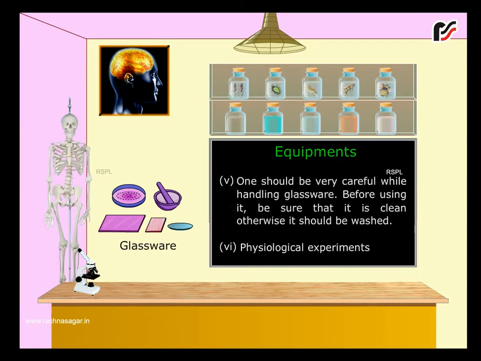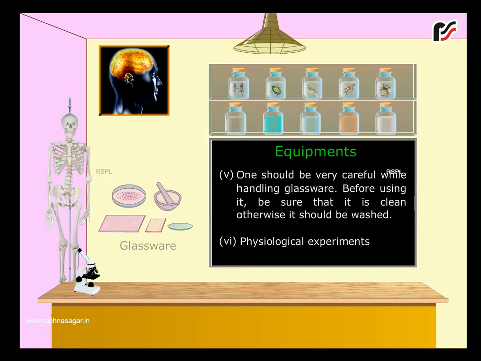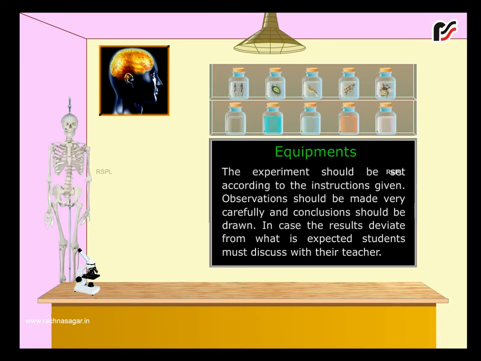Physiological experiments. The experiment should be set according to the instructions given. Observations should be made very carefully and conclusions should be drawn. In case the results deviate from what is expected, students must discuss with their teacher.